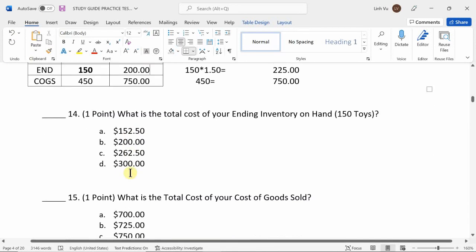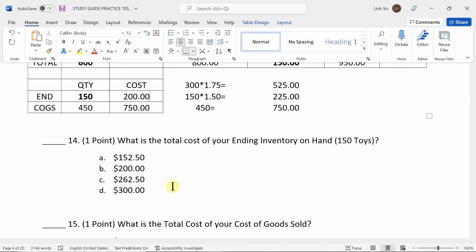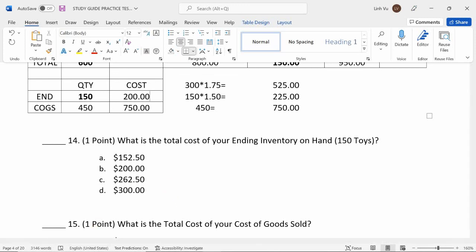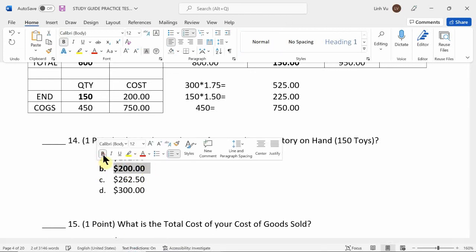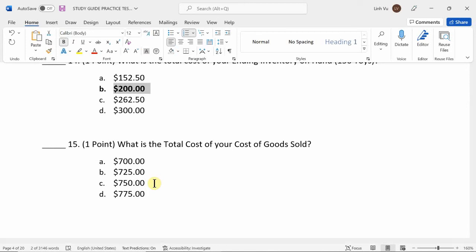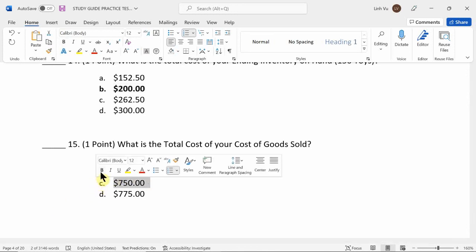Right? So now let's answer the question. What is the total cost of the ending inventory on hand? The 150 toys. B as in boy. B as in boy for $200. Okay? And then question number 15. What is your total cost of your cost of goods sold? C. C, 750. Okay.